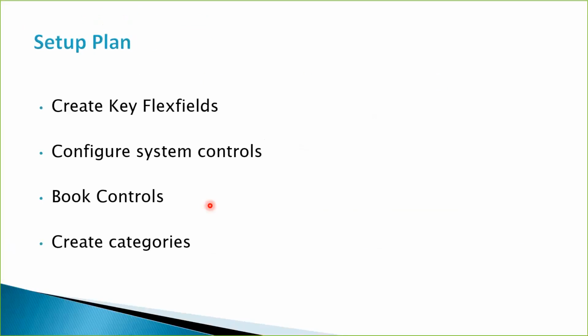Book controls is part of the overall big picture setup for FA, whereby we started by creating the key flex fields, the asset category flex field, the asset key flex field, and the asset location. We configured system controls based on those flex fields that we created. Remember, in the system controls, all we had to do was enter the flex fields that we are going to be using and the enterprise name that will be appearing on the reports.